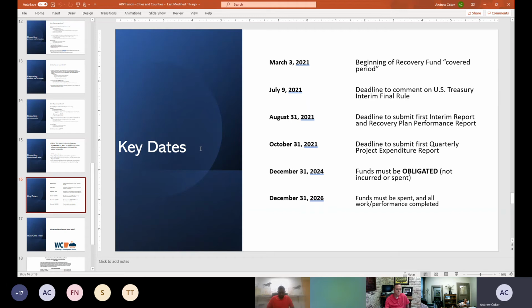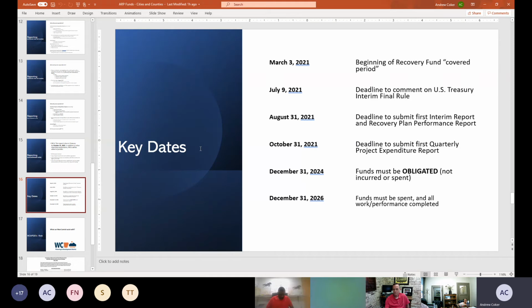The third date there is August 31st. It's going to be the deadline to submit the first interim report and the recovery plan performance report. Again, those two are just for entitlement units, and we're still awaiting further guidance on if counties will need to develop that recovery plan performance report. The fourth date listed is the one that comes up the most, and that's going to be the deadline for the annual reports every annual cycle, as well as the first quarterly project expenditure report that all communities will be responsible for. The last date is 3 years in the future here, but just want to make sure these are on your radar.